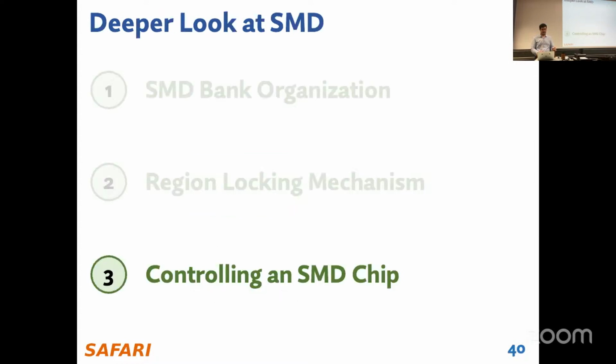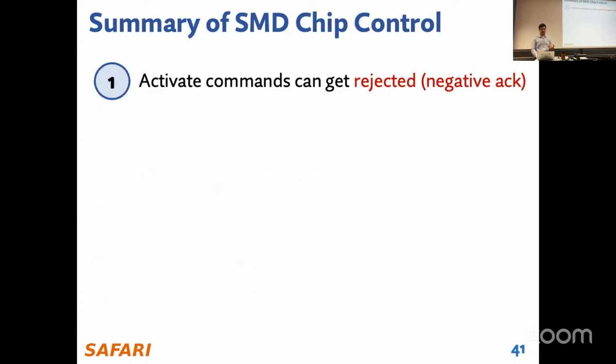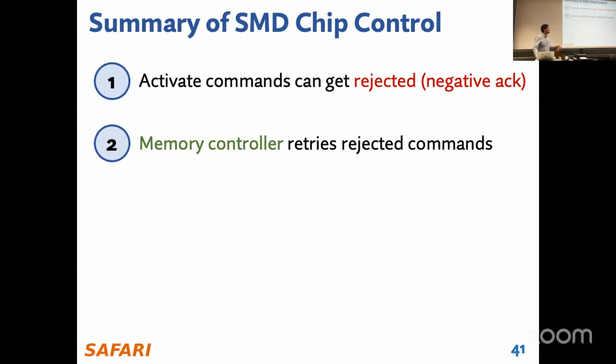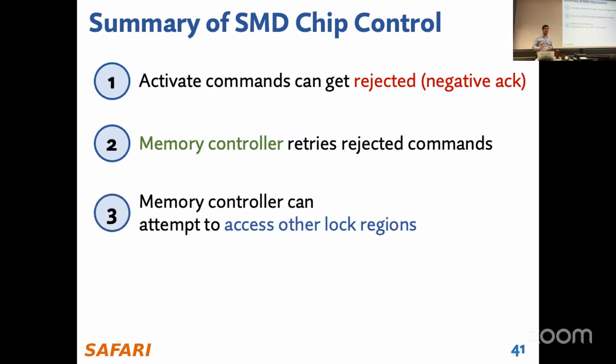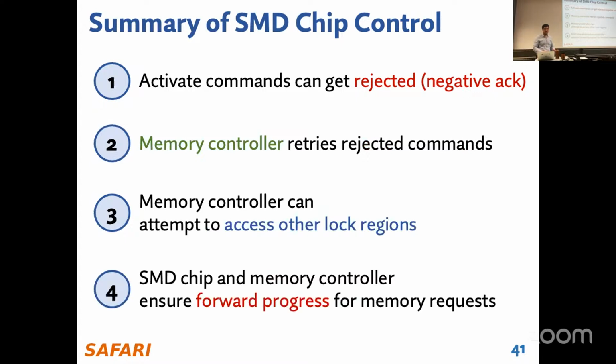Cool. So now we will look at how we control an SMD chip. Again, 4 steps. All access operations work like they would in a regular memory controller in today's DRAM interface, with the exception that activate commands may get rejected. The memory controller needs to retry these rejected commands. It can attempt to access other lock regions that are not undergoing maintenance. And the SMD chip and the memory controller together ensure that no memory request is rejected forever.